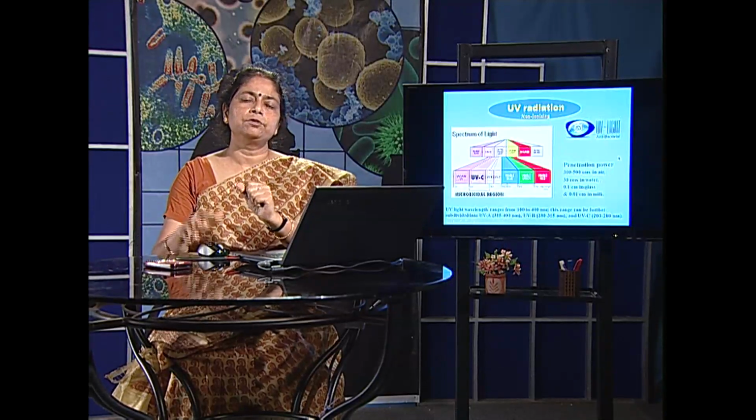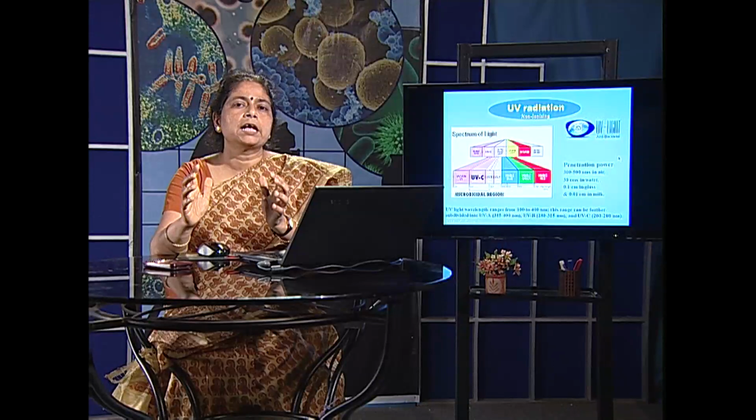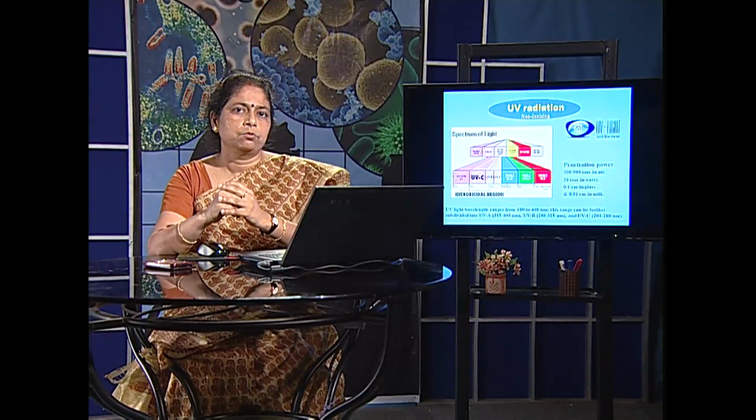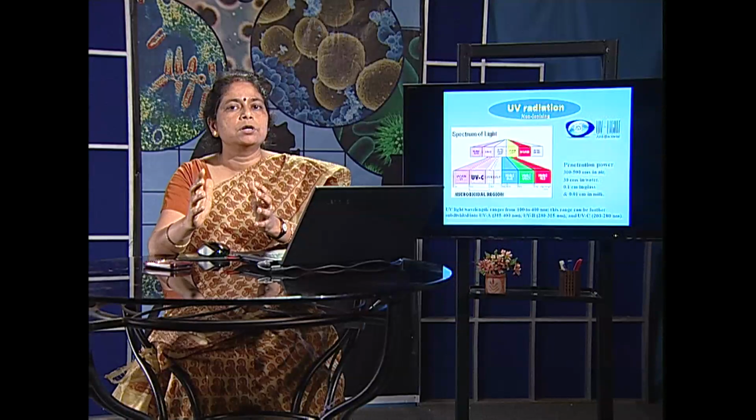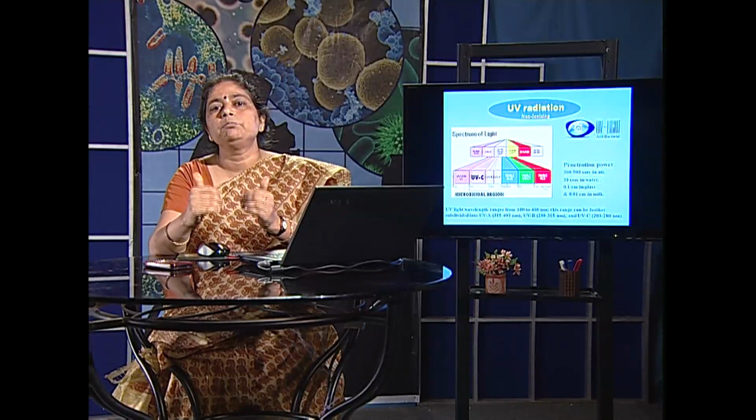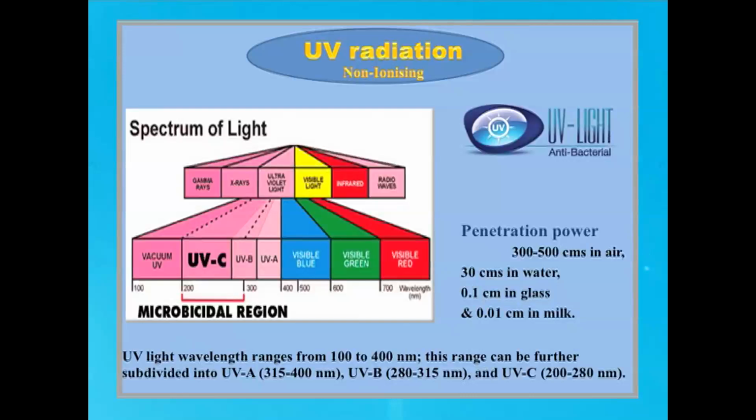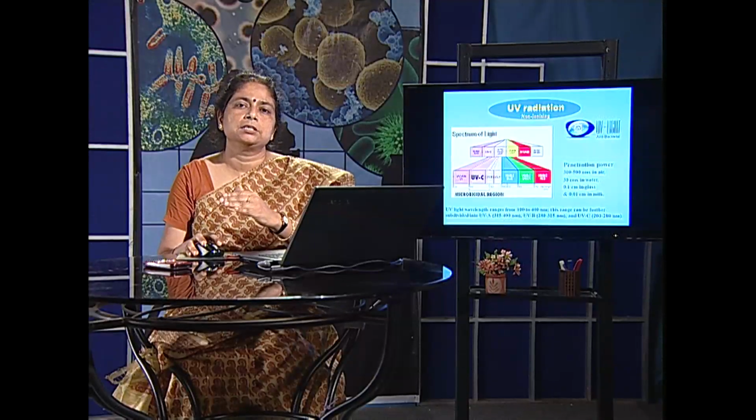Now the penetration of UV is not so good. This penetration power is different in different media. For example, in the case of air, the penetration power of UV is 300 to 500 centimeters. In the case of water, this is 30 centimeters. In the case of glass, this is 0.1 centimeter, and in the case of milk, this is 0.01 centimeter. So the penetration of UV is not so good, and this keeps on changing when the medium changes.